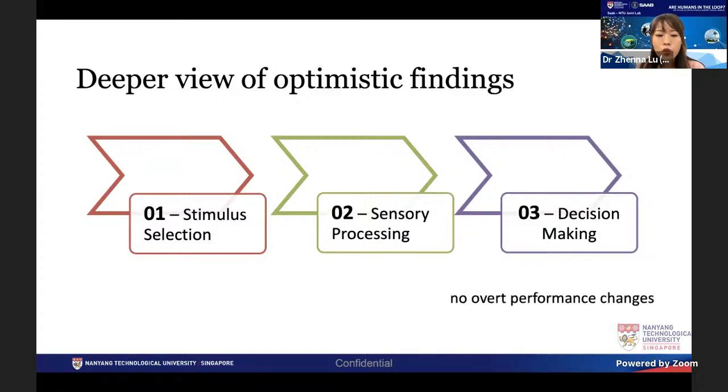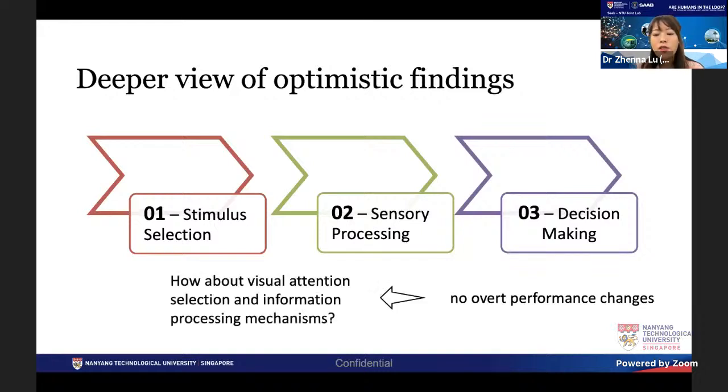If the two stages are flawless, when you can select the most useful information and process the information very efficiently, we can probably predict good performance and good decision making. But when you cannot observe any performance decrement, can we claim that the first two stages are still perfect? No, it's harder to do that. Even though we couldn't see any overt performance changes in the MRTO setting, can we claim the same about the first two stages? How about the visual attention selection and information processing?